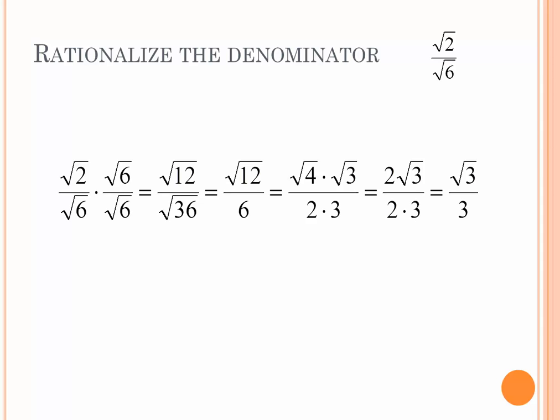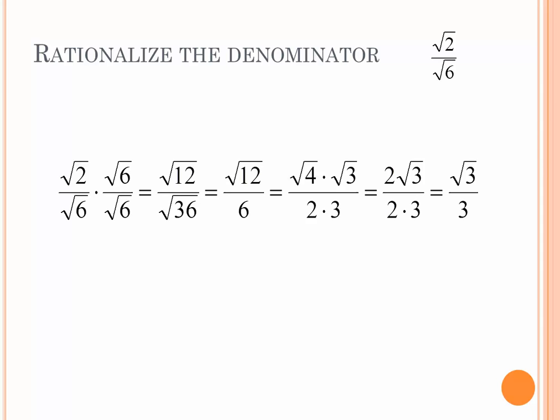And in the top, while 12 is not a perfect square, 12 does have factors that are perfect squares, such as, or actually only, 4. And 4 times 3, of course, is 12, so we can rewrite the square root of 12 as the square root of 4 times the square root of 3. Square root of 4 is just 2, so we end up with the numerator of 2 times the square root of 3.